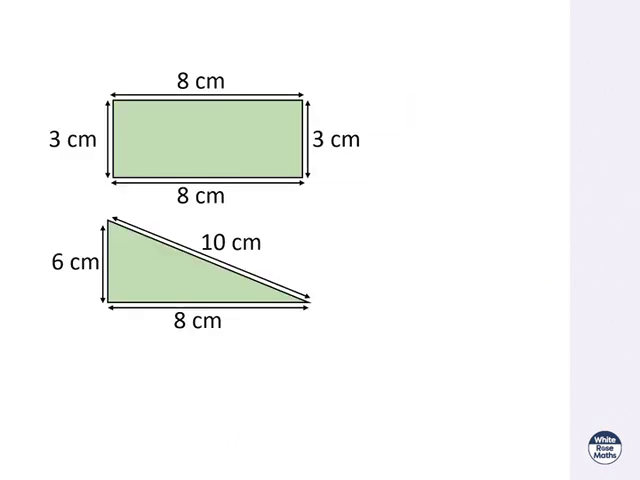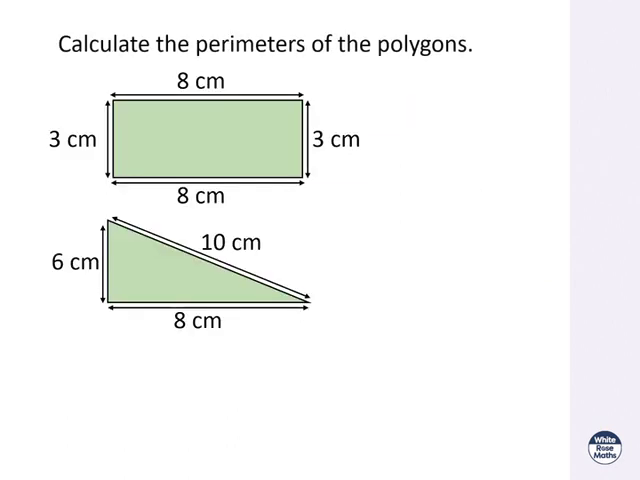Here are two more shapes. Calculate the perimeters of these polygons. Pause the video and have a go. Let's go through these together. Let's start with the rectangle. The rectangle has a perimeter of 22 centimeters. Now let's look at the triangle. The triangle has a perimeter of 24 centimeters.